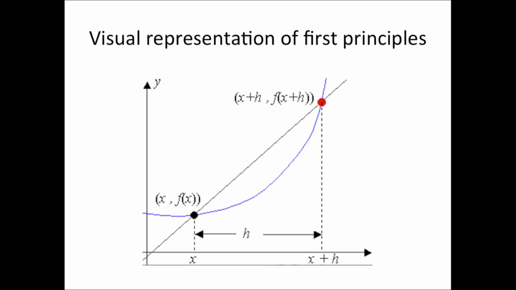The x values for the first principles are x and x plus h, where h is positive. And for the y values, f(x) and f(x plus h). This doesn't help very much until you apply the limit of h heading towards 0.